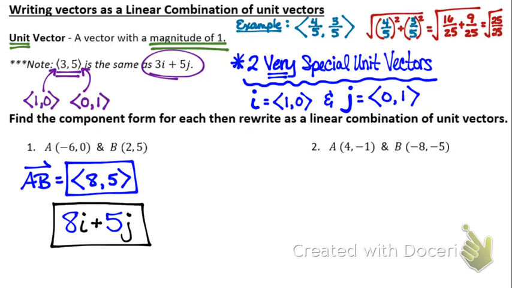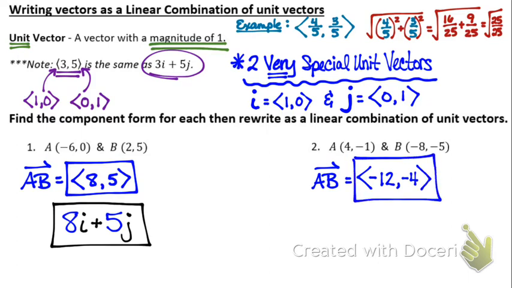What about number 2? What would that component form be? I'm sorry, just a little louder. Negative 12 and negative 4, yes. So how would I write that, instead of in component form, how would I write that in ij form? Yes, negative 12i minus 4j. Beautiful.